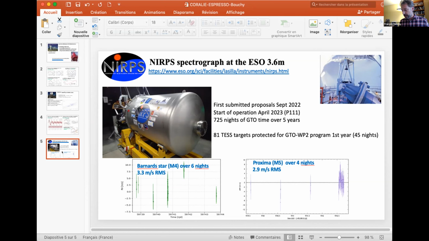And this is a preliminary result obtained during the first commissioning, without telluric correction, without optimization of the correlation mask, etc. But at least it's very promising. We have, on typical standard stars like Barnard's star and Proxima, a level of 3 meters per second. It's a preliminary result. We still have several commissioning runs in the coming months.